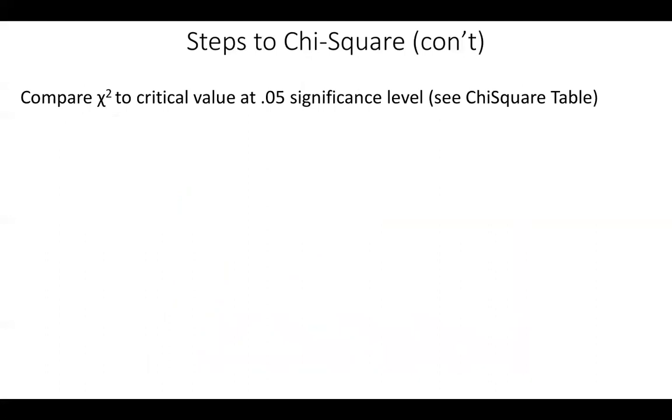And that leads us to step 7, the very last step where we are making the statistical inference. And to do this, what we want to do is compare the chi-square value that we calculated to the critical value of chi-square at the 0.05 level of significance, or that alpha of 0.05 level of significance.